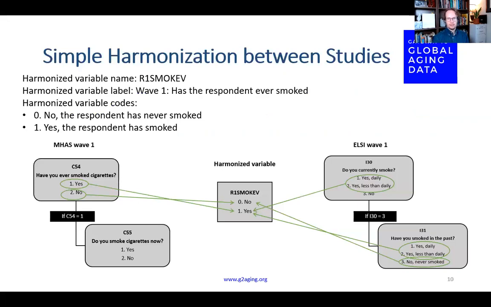This is an example of the derivation of a simple harmonized variable between different studies. On the left in this graphic, you can see harmonized MHAS wave 1. On the right, you can see a sister study in Brazil, ELSI, at wave 1. Both of these survey questions are asking about smoking. In MHAS, the first question asked is, have you ever smoked cigarettes? The answers are yes and no. If you answer yes, the next question you get asked is, do you smoke cigarettes now? If you answered that you had never smoked cigarettes, you don't get asked this question, which is obvious.